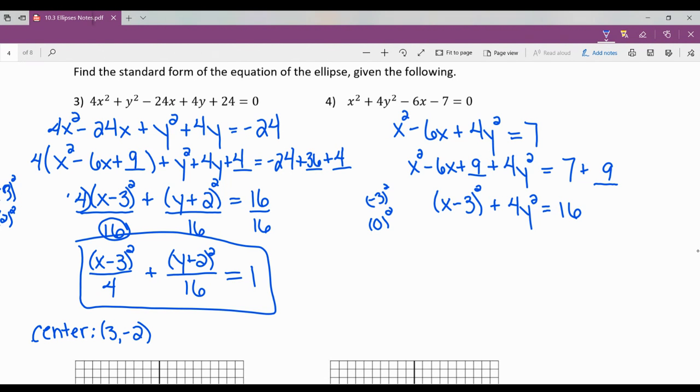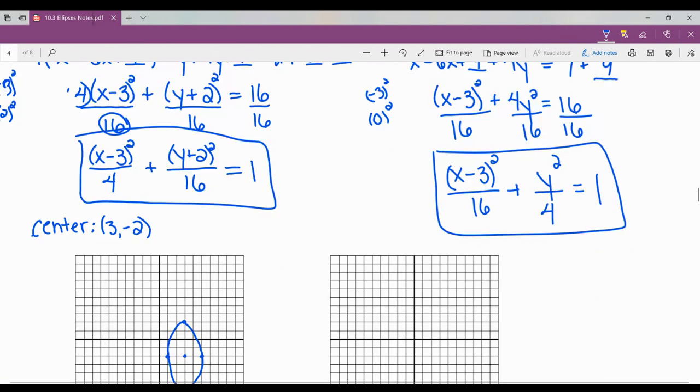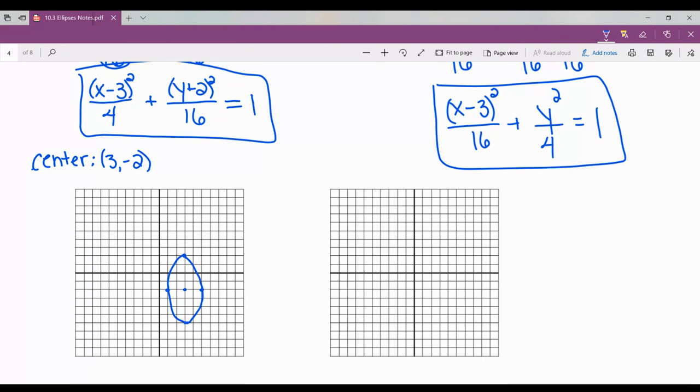All right, and last step, you want it to equal 1, so we divide every single thing by 16. So it's going to be x minus 3 squared over 16 plus, those reduce, y squared over 4 equals 1. And that is my standard form of the equation of the ellipse. Now, my major axis is going to be the x's. My center is 3, 0. So 1, 2, 3, 0.